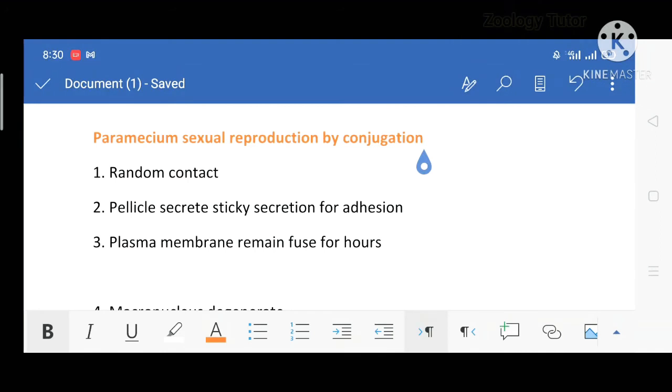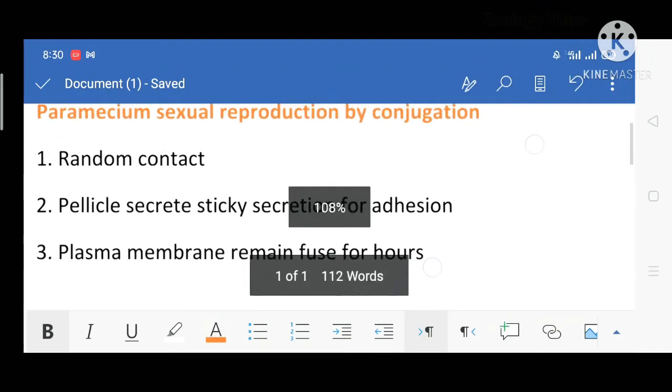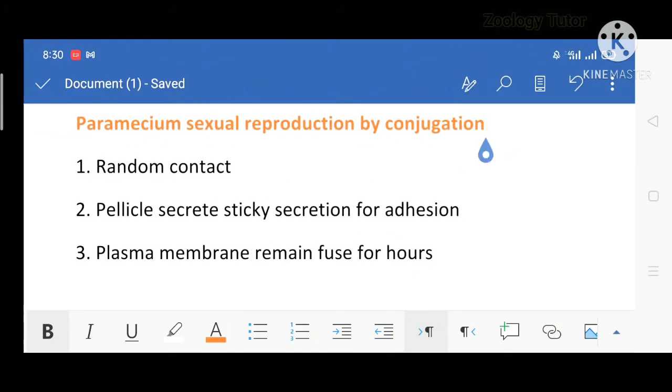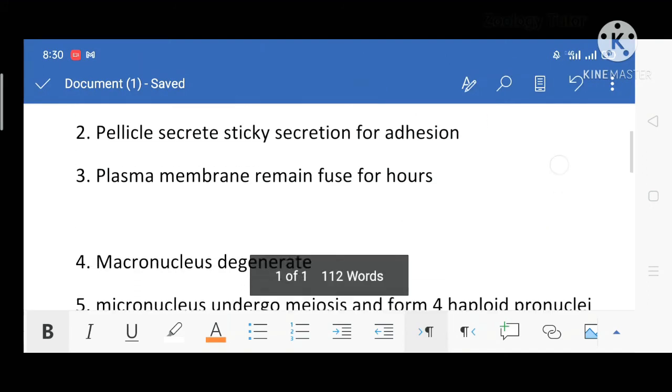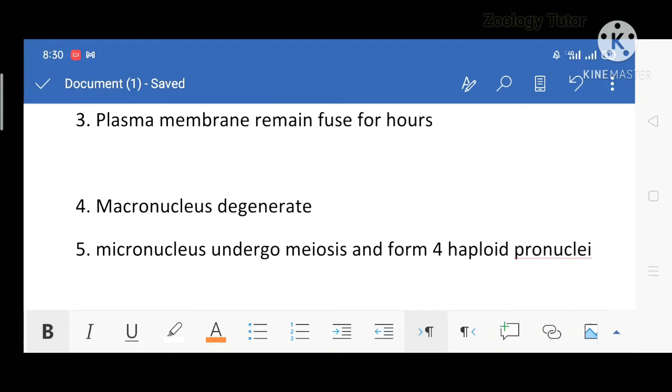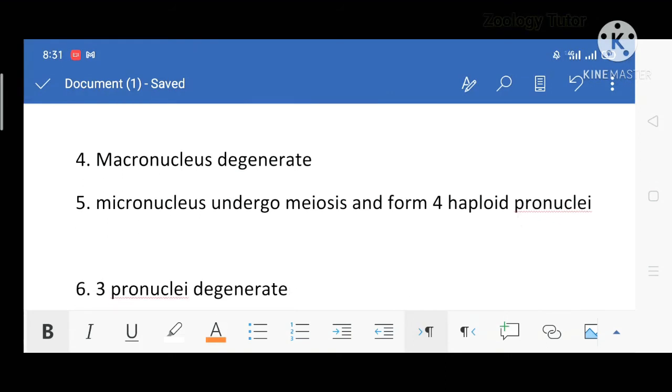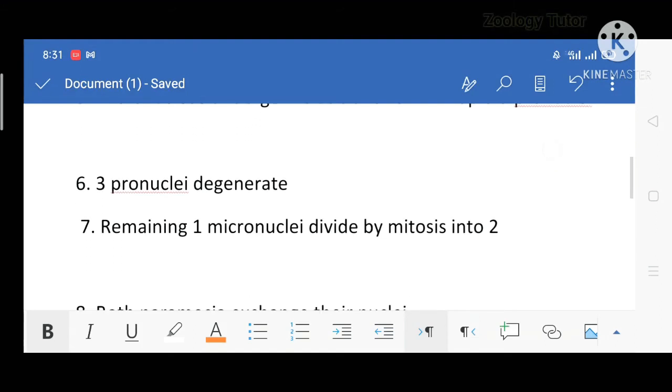The sexual reproduction in Paramecium occurs by conjugation. The first step is the random contact of the two paramecia. Then the pellicle secretes sticky secretion for adhesion and the plasma membrane remains fused for hours. Then the micronucleus degenerates and the macronucleus undergoes meiosis and forms 4 haploid pronuclei.